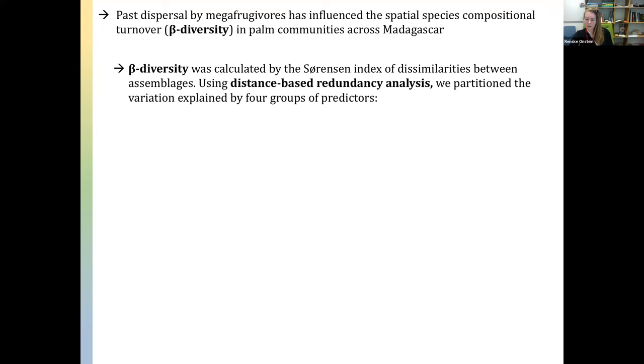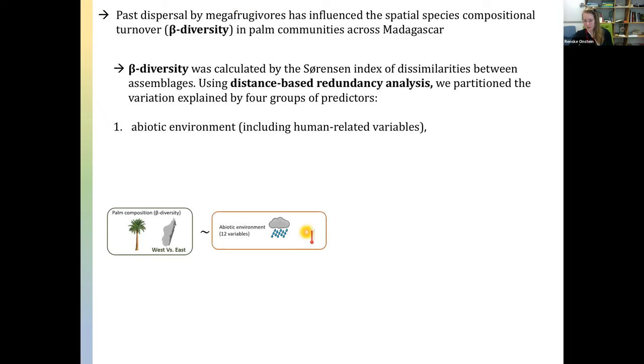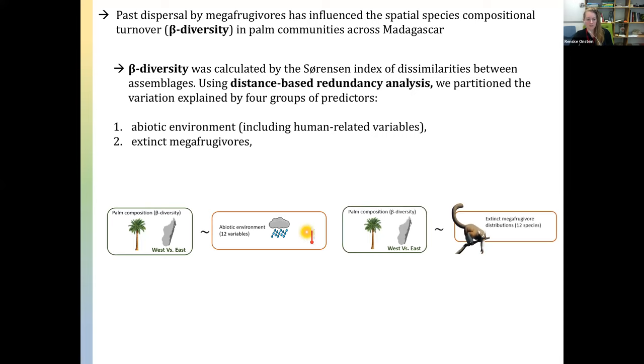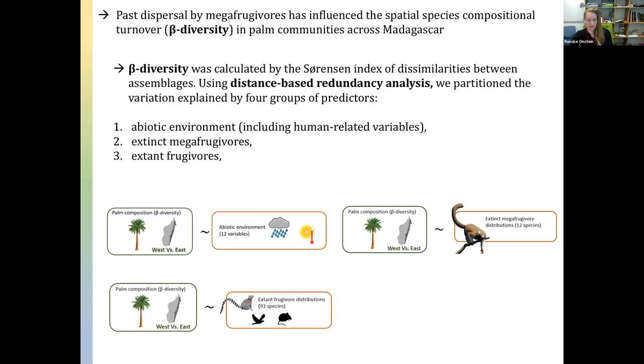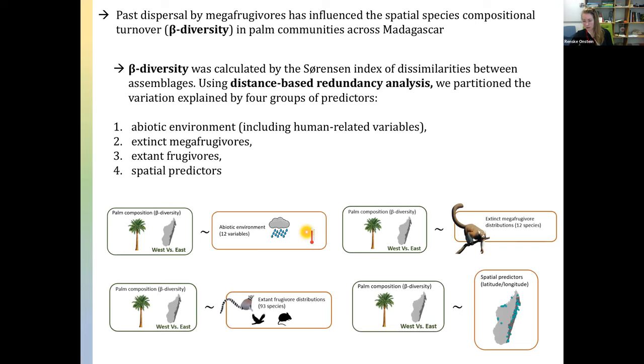So the first part is looking at composition of communities. We used a dissimilarity matrix between assemblages and then distance-based redundancy analysis to find out what are the most important drivers of beta diversity. Is it the abiotic environment? Is it the co-occurrence with these extinct frugivores? Is it the extant frugivores that still live today? Or is it spatial predictors? So we want to correct for distance between communities, which will of course lead to turnover.